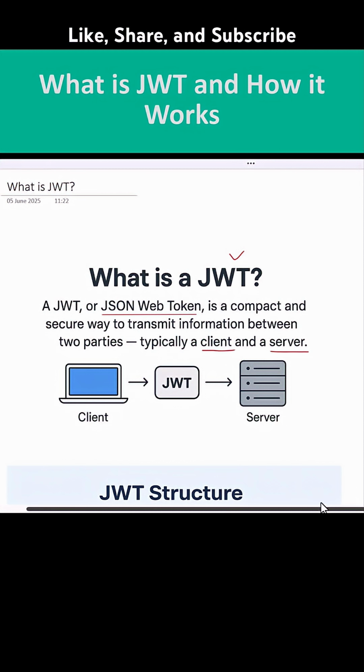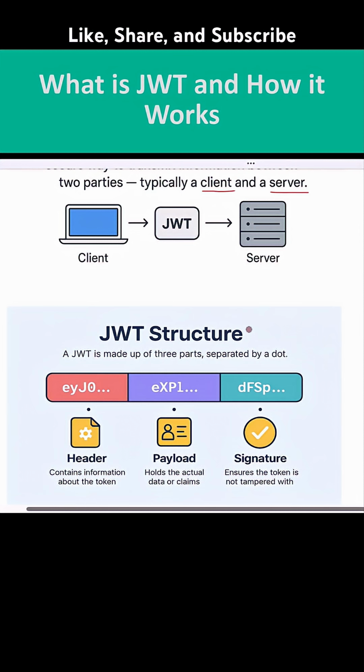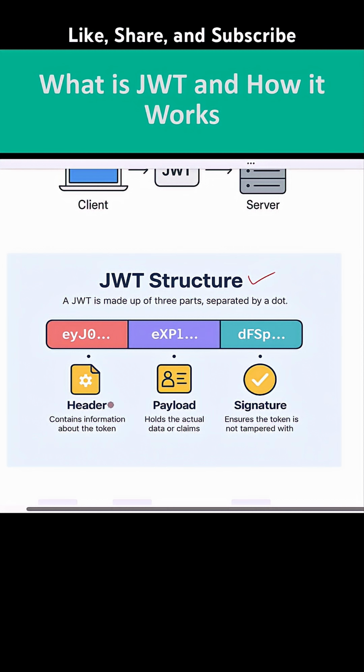Now let's look at how a JWT is structured. A JWT is made up of three parts, and each part is separated by a dot. The first part is the header. This contains information about how the token is encoded, including the algorithm used for signing and the token type, which is usually JWT. The second part is the payload.